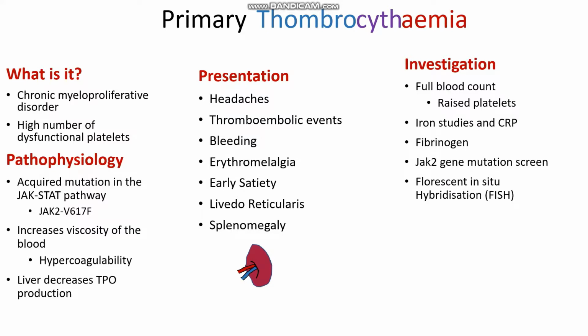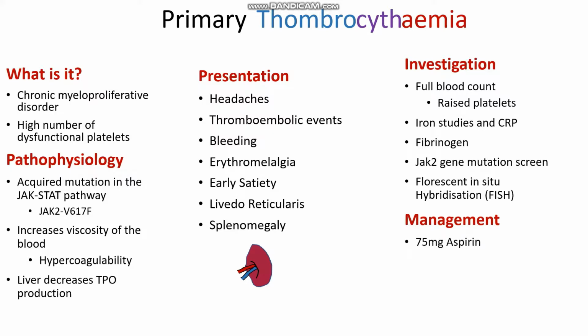And lastly, we have to make sure that this isn't actually CML, or chronic myeloid leukemia. The way that we do this is by doing something known as fluorescent in situ hybridization. So this test specifically looks for that Philadelphia chromosome, the 9;22 translocation, and thus it can rule out things like chronic myeloid leukemia. So what can we do to treat primary thrombocythemia?